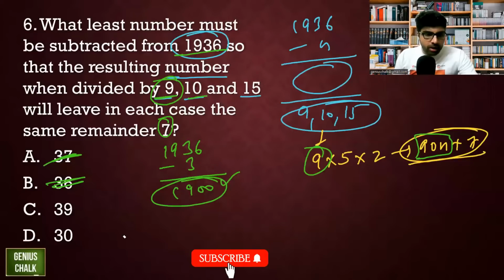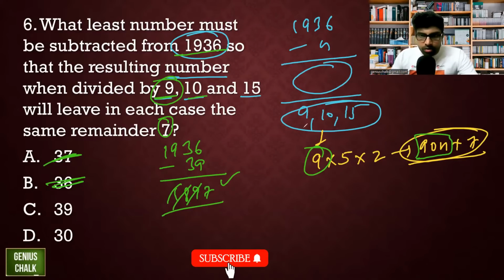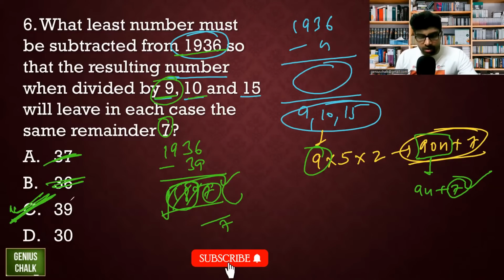If I subtract 39, 1936 minus 39, this has to be 1897. Now just check: 9 plus 9, 18, plus 7. If something is divisible by 9, remember the digital sum should be the remaining one, 7. And this is giving us digital sum 7. So this is my correct answer.